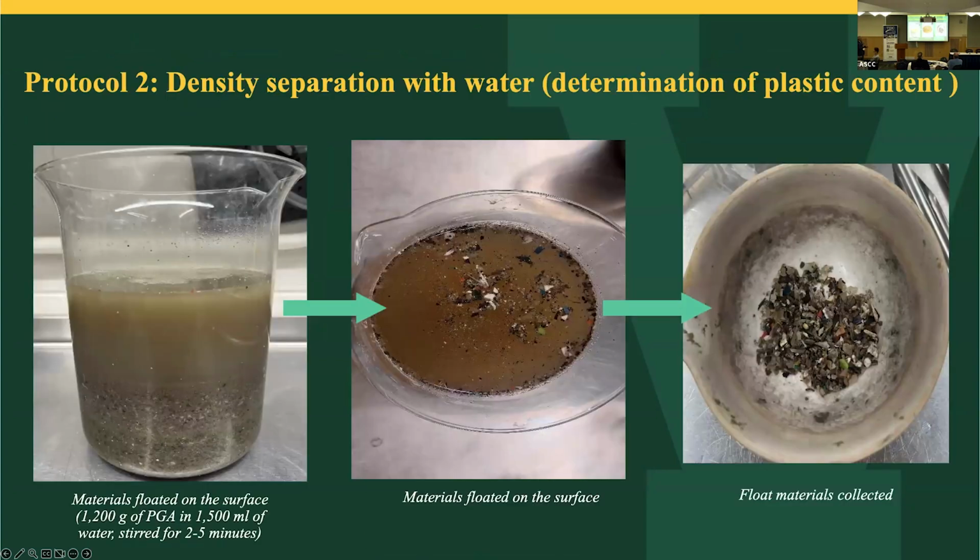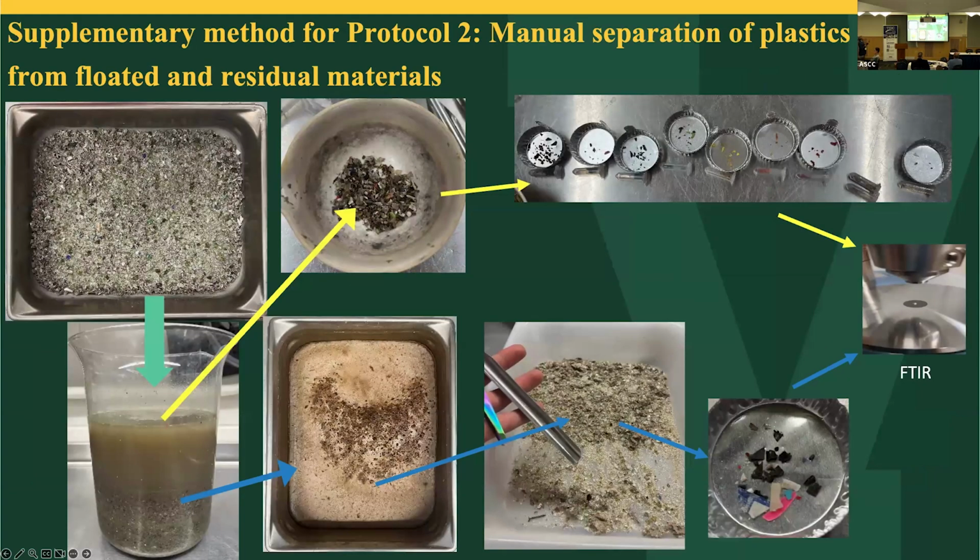The second protocol took 1200 grams of crushed glass, and added 1500 milliliters of water and stirred it for 2 to 5 minutes pretty vigorously and let the materials float to the top. And you separate those and dry them out. And then once that happens, you separate those out in what looks like plastics of different colors.